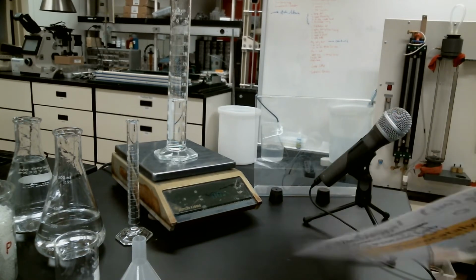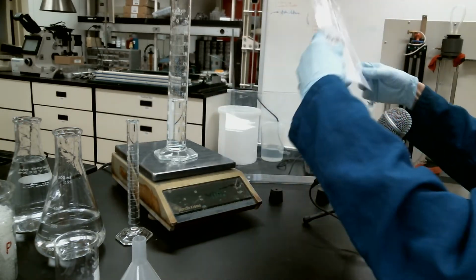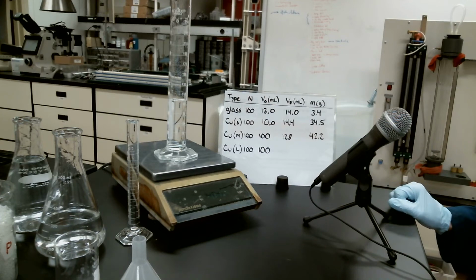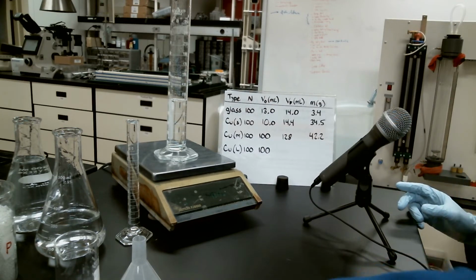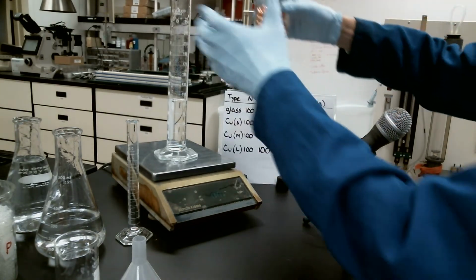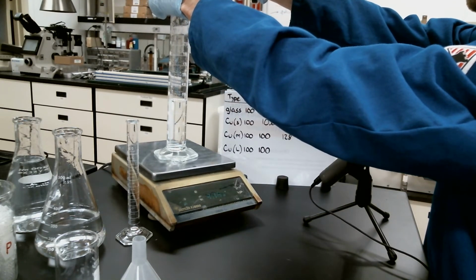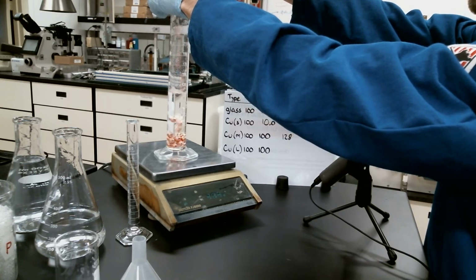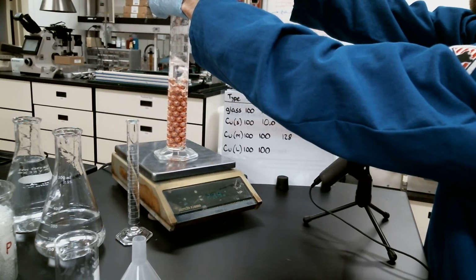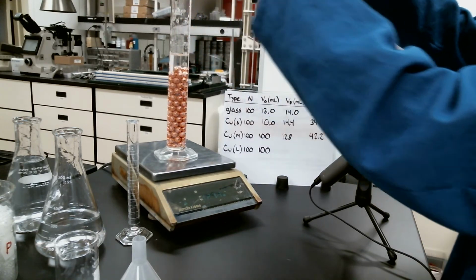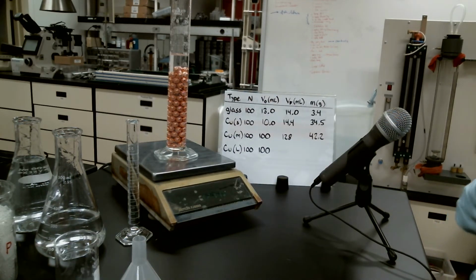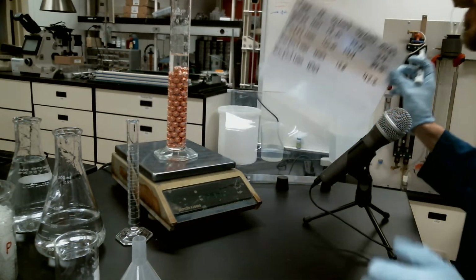For our large copper spheres, I'm actually just going to take this and move it over here since the microphone seems to work pretty well right there. And now let's go ahead and pour our large copper spheres in. These are the large copper spheres. Let's go ahead and put those in there. Remember, that's 100 of our large copper spheres. And our new mass is 127.1.